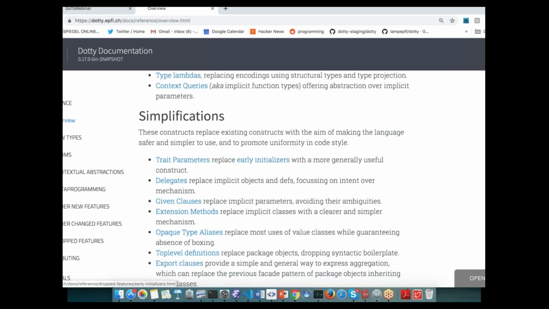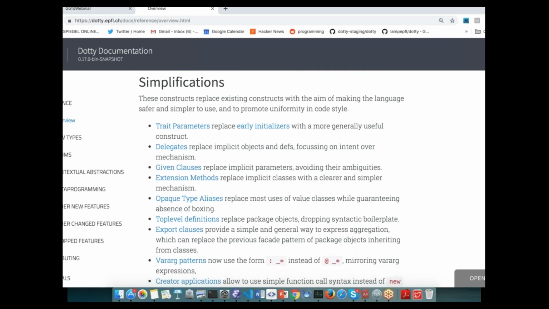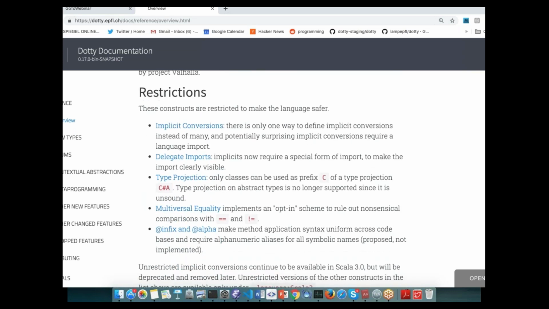The next objective was to simplify the language to make it more approachable for newcomers, to reduce the gotchas, to reduce pitfalls and surprises in the language. There's been quite a lot of work on that. There's also some work on restrictions, where we found that since Scala is a very unopinionated language, it gives a lot of choice to programmers. In general, I do believe that choice is good, that nobody wants to force programmers to use one thing only. That's not what Scala is.